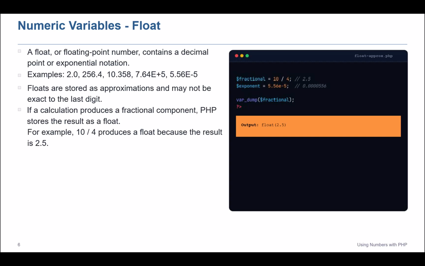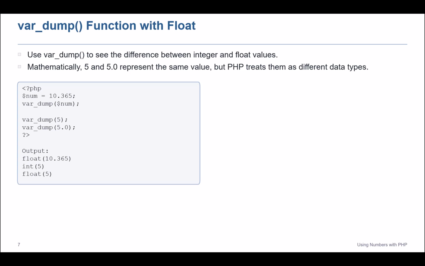If a mathematical calculation produces a value with a fractional component, PHP will store the result as a float. For example, 10 divided by 4 produces a float because the result includes a fractional value, which is 2.5. A value such as 5.0 is also treated as a float because it is written with a decimal point. Using the function var_dump will show the difference between an integer and a float. For example, 5 is an integer, but 5.0 is a float. Although both these values represent the same number mathematically, PHP treats them as different data types.